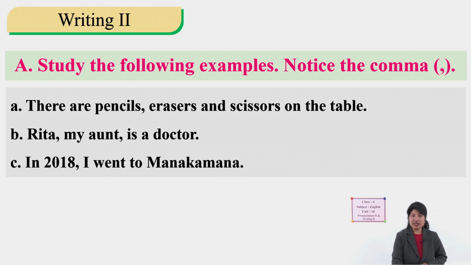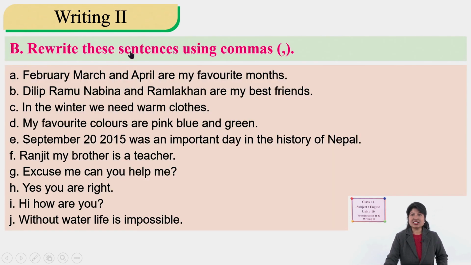Now, what is there in activity B? Look at here, writing 2, activity B. Rewrite these sentences using comma. We have 10 sentences where we have to use comma. I hope you are really excited because we have already gone through the references and now you can put comma very easily, right? Let's do it together. Solve all these questions. Are you ready?